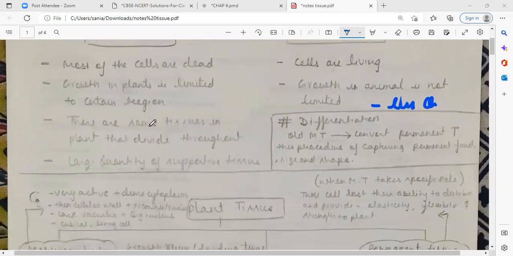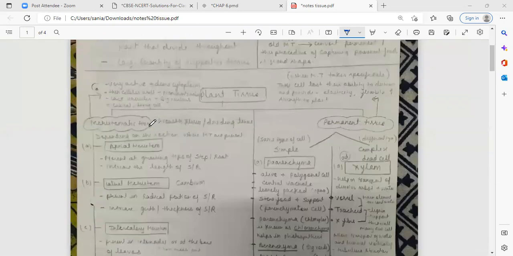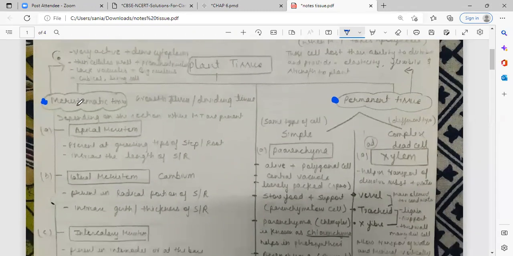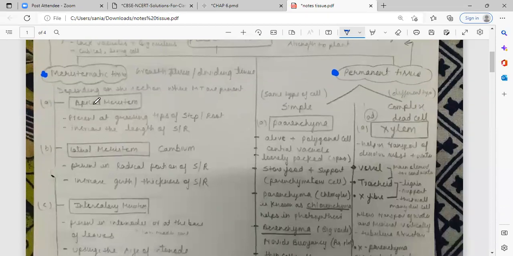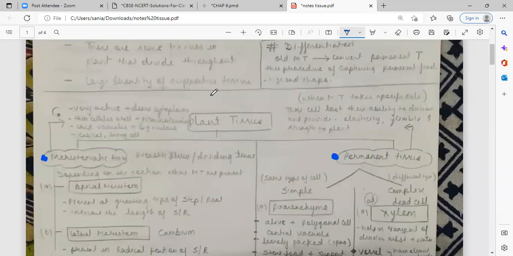Okay. So now, basically what happens, now I'll just give you a brief idea what we are going to study, right? Then see, plant tissue is basically divided into two forms. One is your meristematic tissue and one is your permanent tissue. Okay, so this is a diagram. First, we will understand. Plant tissue is divided into meristematic tissue and the permanent tissue. Okay, and this meristematic tissue is basically divided into three parts: apical, lateral, and the intercalary.